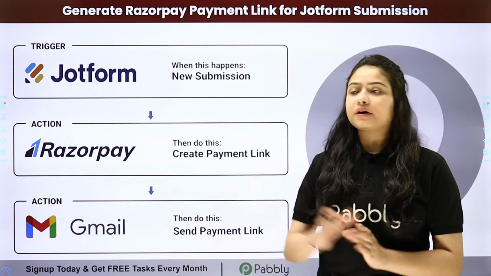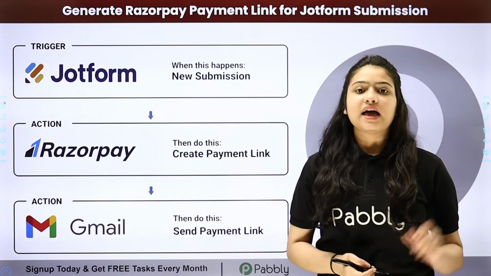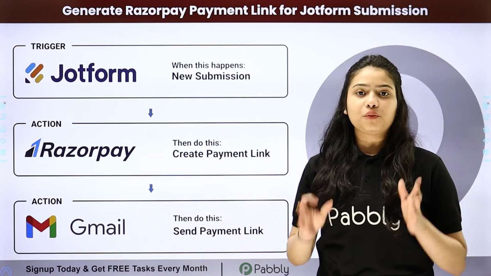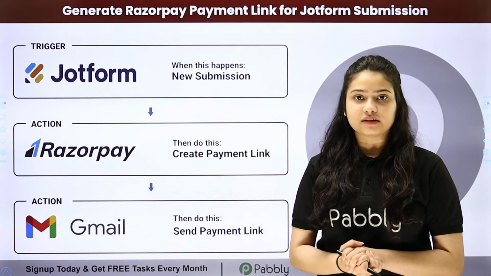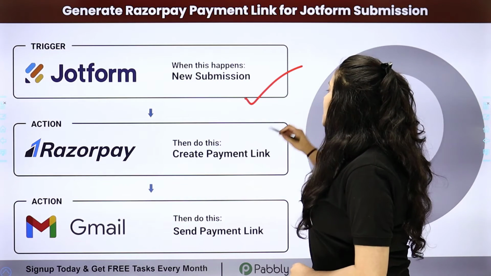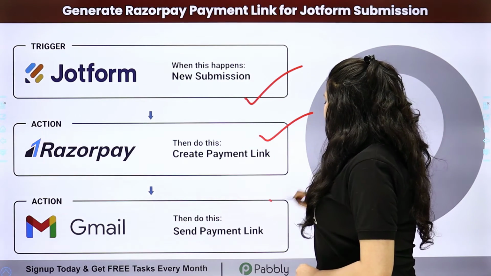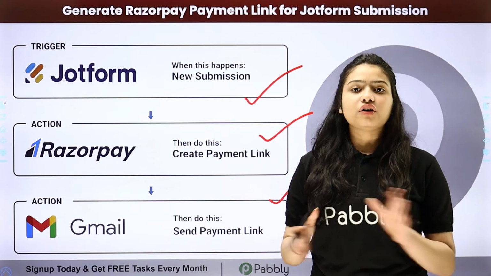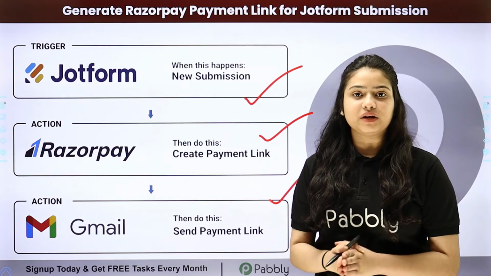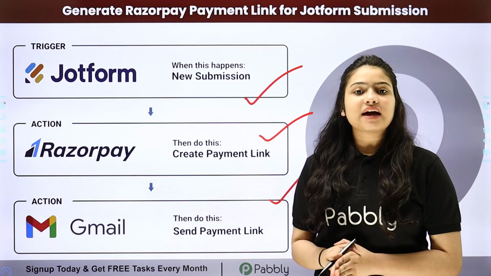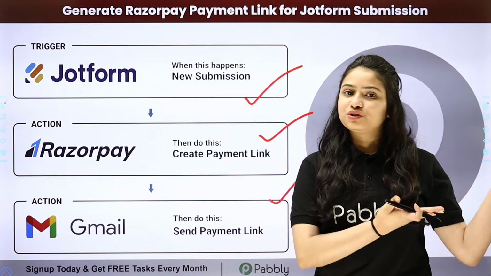For this, we will have to set up a connection between all these applications, and that we are going to do without any coding or programming skills with the help of Pabbly Connect. Here we have Jotform in our trigger, and then we have Razorpay as well as Gmail in our action. So we are going to connect all of them by using Pabbly Connect in order to automate this entire process. And to learn this entire automation step by step, let me take you all to my screen.